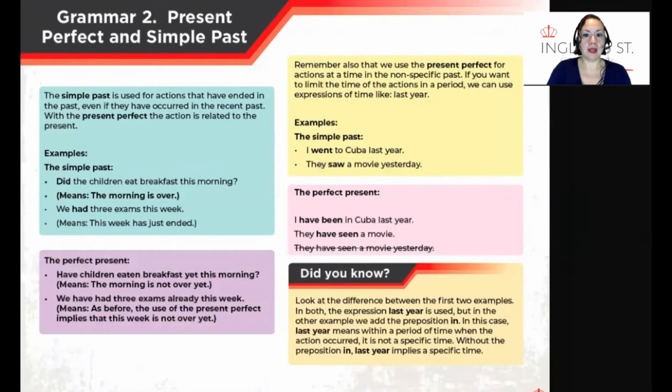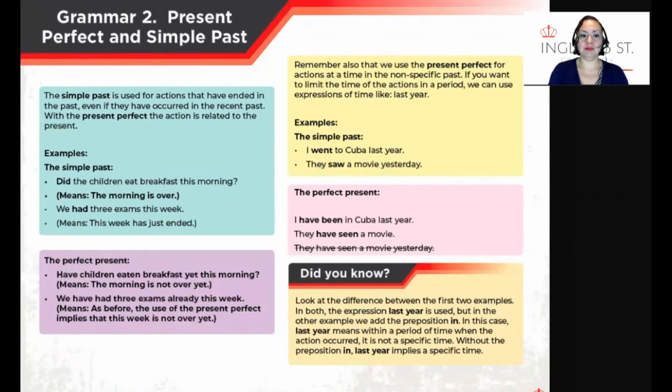So I'm going to read the first part, and then Roman, you're going to read the second and third part, and finally, Paula, the fourth and fifth part. So the simple past is used for actions that have ended in the past, even if they have occurred in a recent past. And with the present perfect, the action is related to the present. So the simple past: did the children eat breakfast this morning? That means that this morning was already over. We had three exams this week. This meant that this week has just ended.